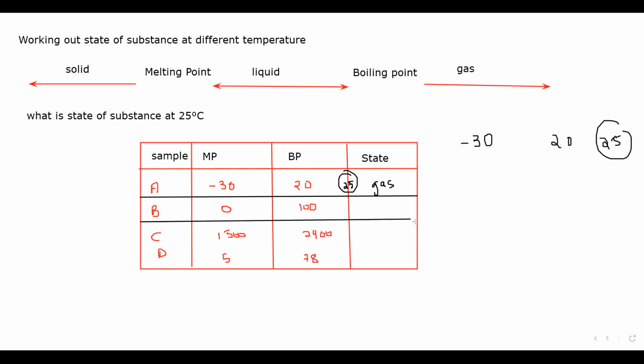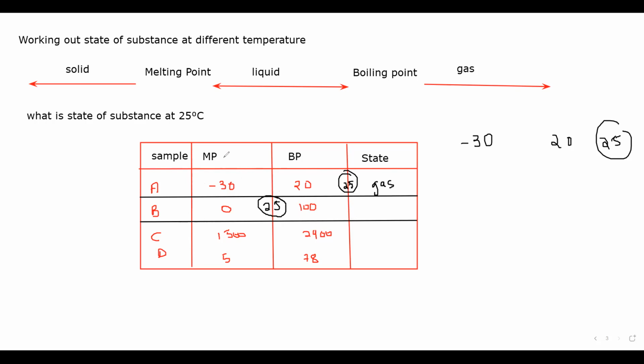Now we check for substance B. We are finding the state of substance B at 25. So where will 25 come for substance B? Before the melting point, between the melting and boiling point, or after the boiling point? So 25 will be between the melting and boiling point.